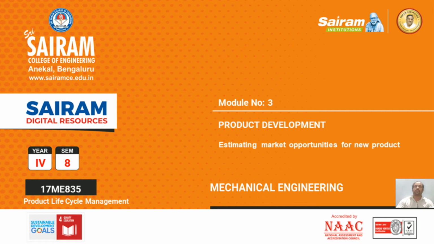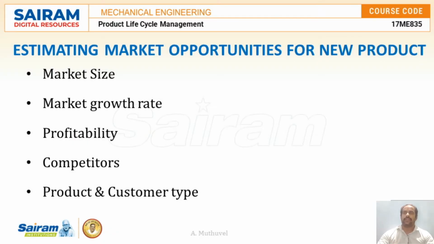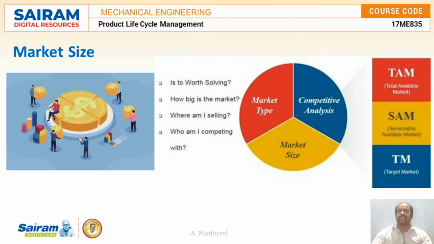Hi guys, now we are going to discuss estimating market opportunities for a new product. The various factors for estimating market opportunity for a new product are: first, market size; second, your market growth rate; third, your profitability; fourth, your competitors; and last, your product and your customer type. Now we'll start with market size.